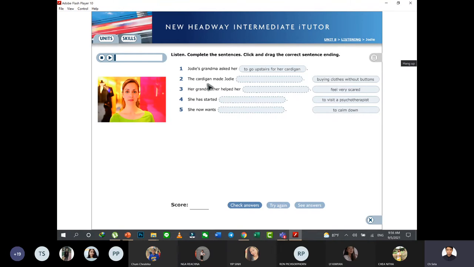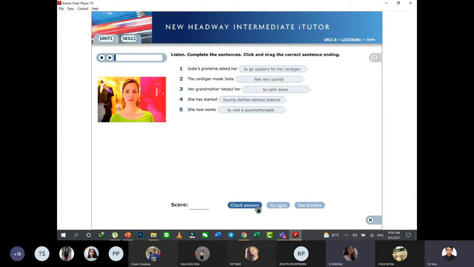How about number two? The cardigan makes Jody feel very scared. Okay, number three, her grandmother helps her to calm down. Okay, and then she has started buying clothes without buttons. And she now wants to visit the psychotherapist. Now check your answer. Excellent. You make no mistake with this. No need to listen. All right.